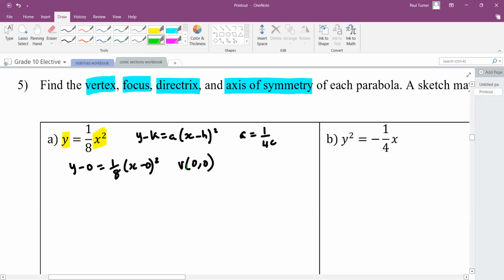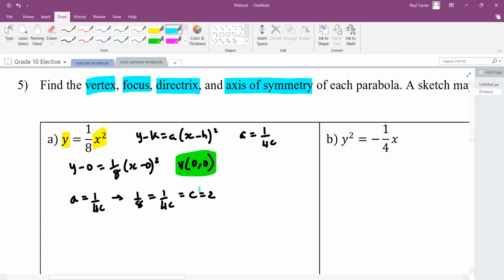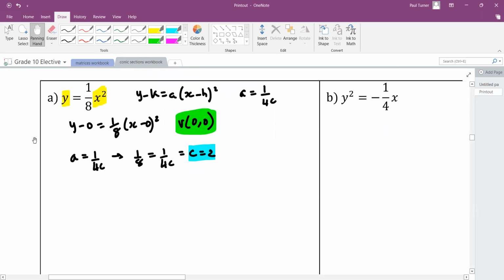So that's our first component that we need, the vertex. And I know that a is 1 on 4c, so that's the next thing to look at. A is 1 on 4c, and I note here that my a value is 1/8. So 1/8 is 1 on 4c, so in this case, c will be 2. And we'll use that to sketch the graph, and then we can get the focus and directrix from that information.